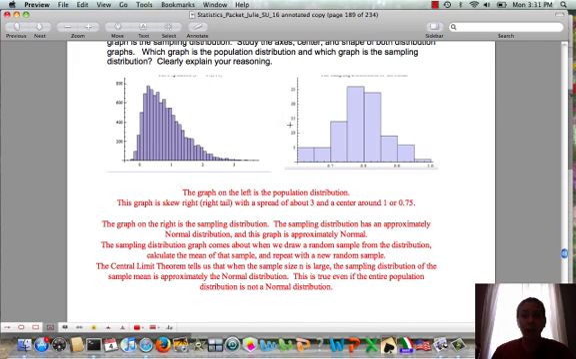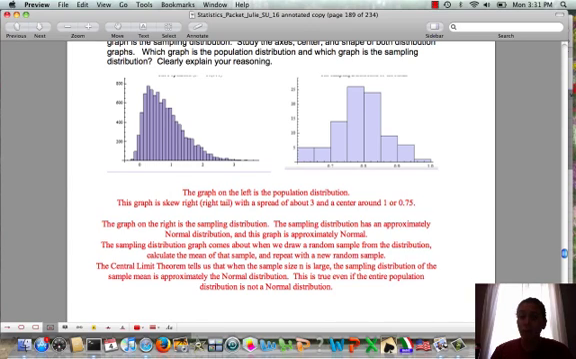The graph on the right is the sampling distribution. The sampling distribution has an approximately normal distribution, and this graph is approximately normal. Over here on the right, there's not a clear skew and it looks roughly symmetric.